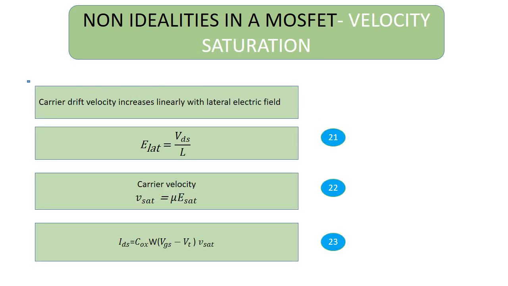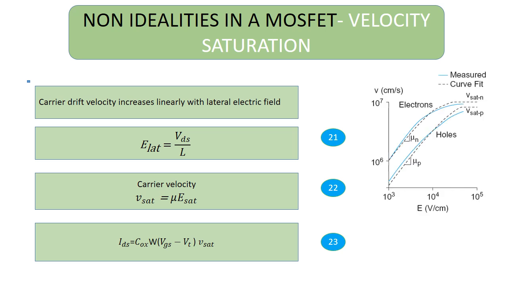While we derive the current equation, we assume that the carrier drift velocity increases linearly with the lateral electric field. But in practical situations, the carrier drift velocity rolls off at high field strength and eventually saturates. This non-ideality is called velocity saturation, and under this condition, the carrier velocity can be given as Vsat is equal to mu into Esat, which is equation number 22.